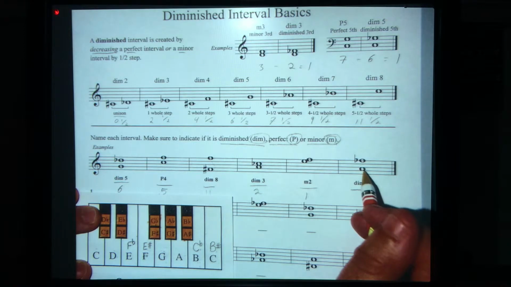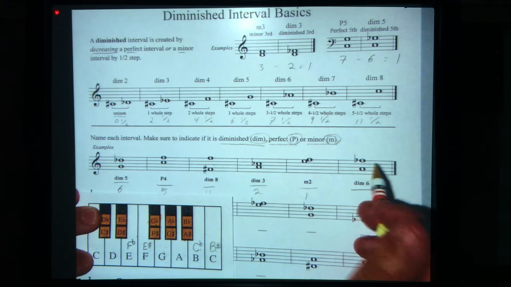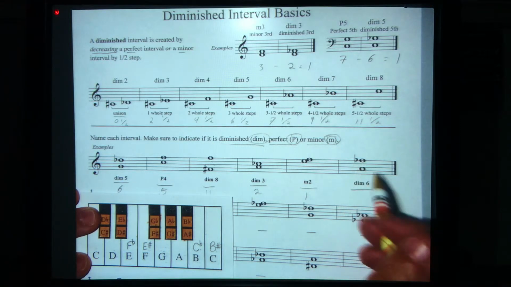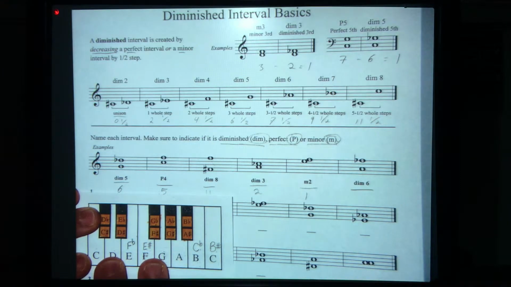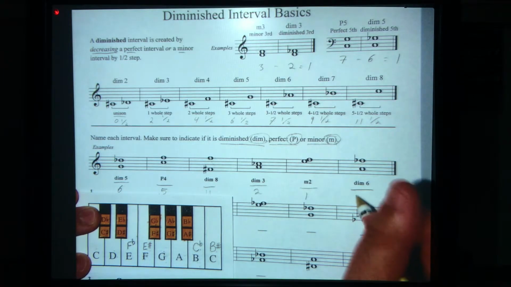So starting with A, which is 0, A sharp, 1, B natural, 2, C, 3, C sharp, 4, D, 5, D sharp, 6, and then we've got an E natural, which would be 7, but we're going to go ahead and say F flat. So that one can be a little tricky, but remember that F flat is the same as E natural in terms of half steps. So our diminished sixth will have 7 half steps.